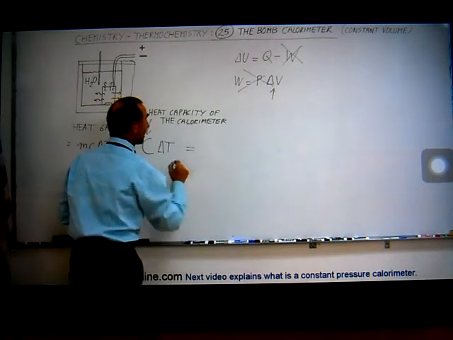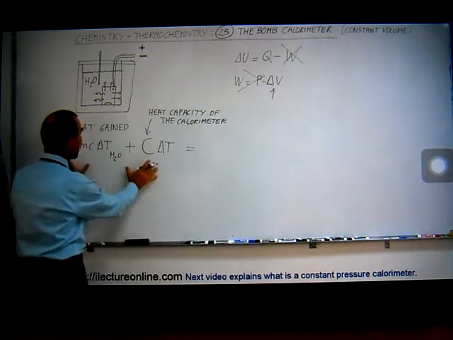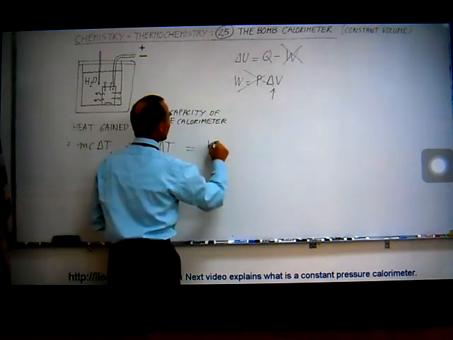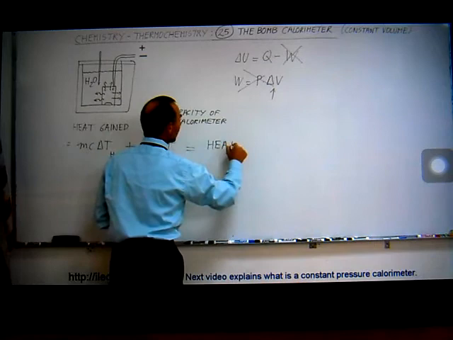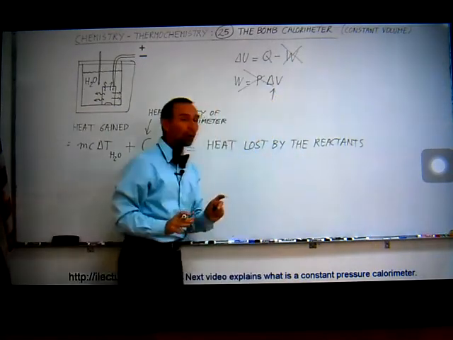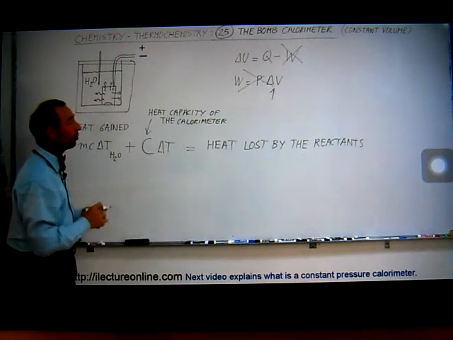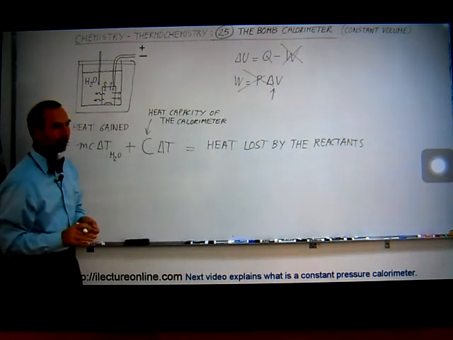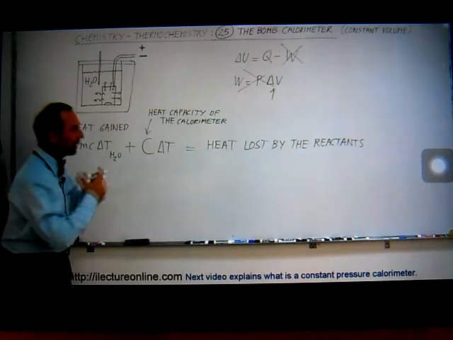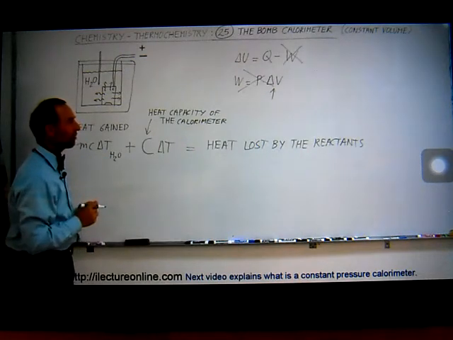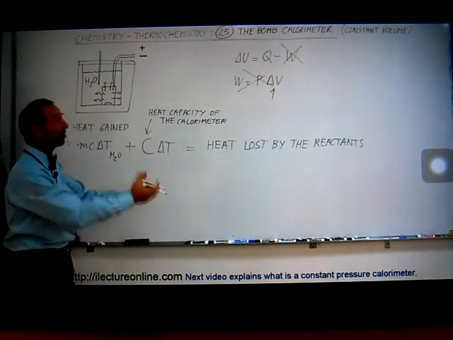And that, of course, is going to equal, remember, this is the heat gained. This will equal the heat lost by the reactants. And typically, this is the enthalpy, the heat released by the reaction. So the change in enthalpy. And if that's a negative quantity, then the reactants give off heat. If it's a positive quantity, then the reactants take in heat.